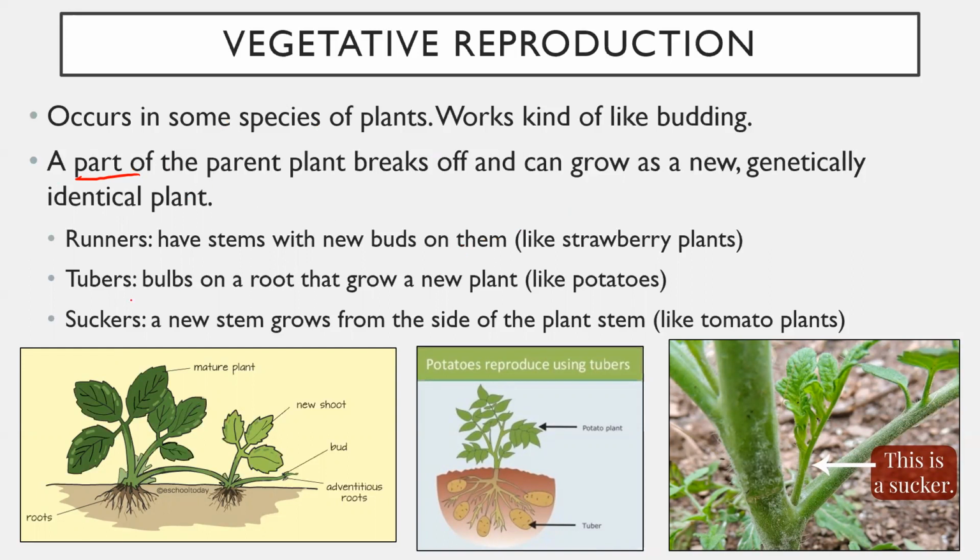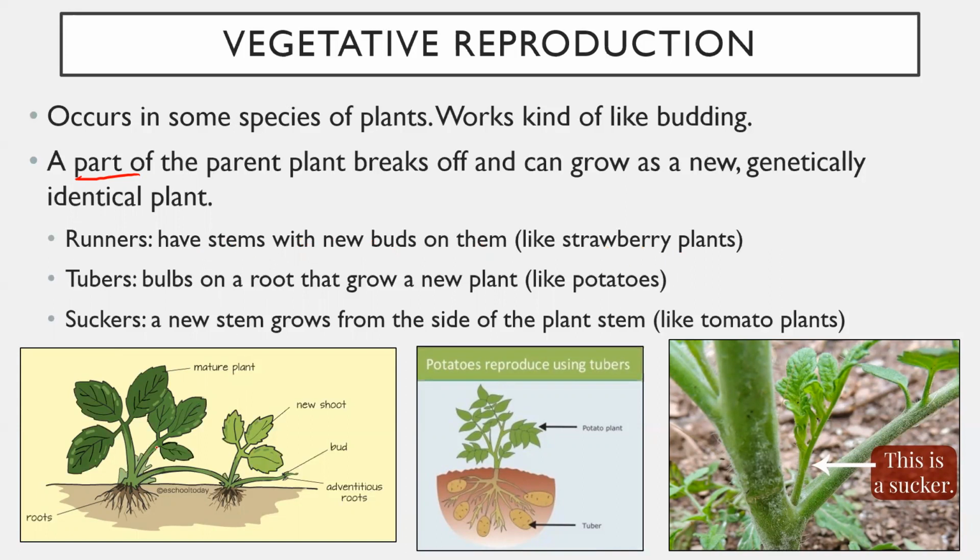There are 3 types you could look at. You don't have to know each one of these, of course. It'd be nice to know some of the examples of different plants that do this, but the actual names here you don't need to know. But one of the names, of course, is a runner. Runners have stems with new buds on them, kind of like strawberry plants.